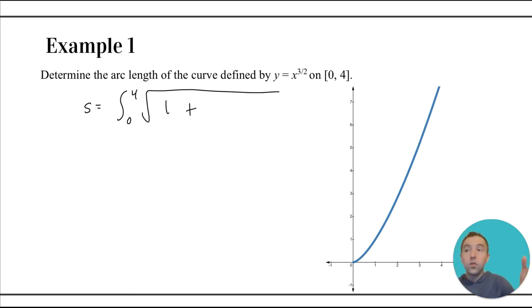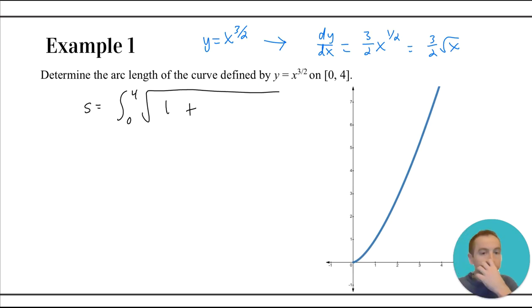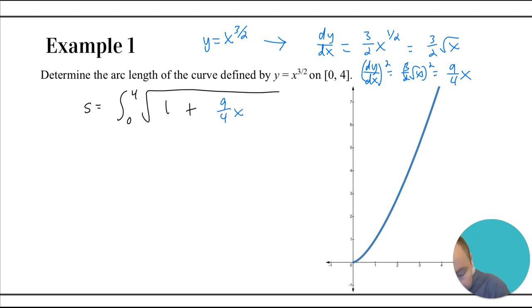and then what we need is the derivative squared. So since we know that y is equal to x to the 3 halves, that would mean that dy dx, or the derivative, is going to equal 3 halves x to the 1 half, or 3 halves square root of x, just by power rule. And then we need to actually square that as well. So then dy dx squared would be 3 halves squared times the square root of x squared, which is 9/4, and square root of x times square root of x is x. So that's what we need right here, 9/4 x. And then we need the dx there.